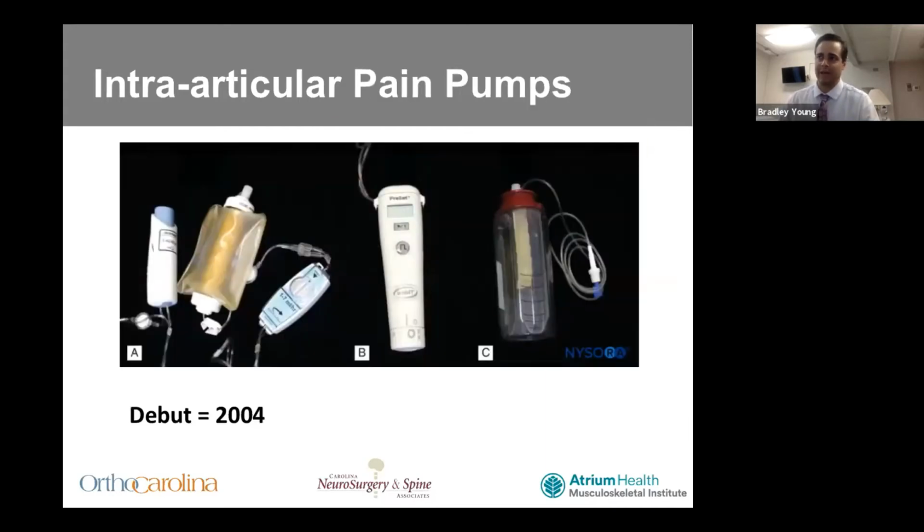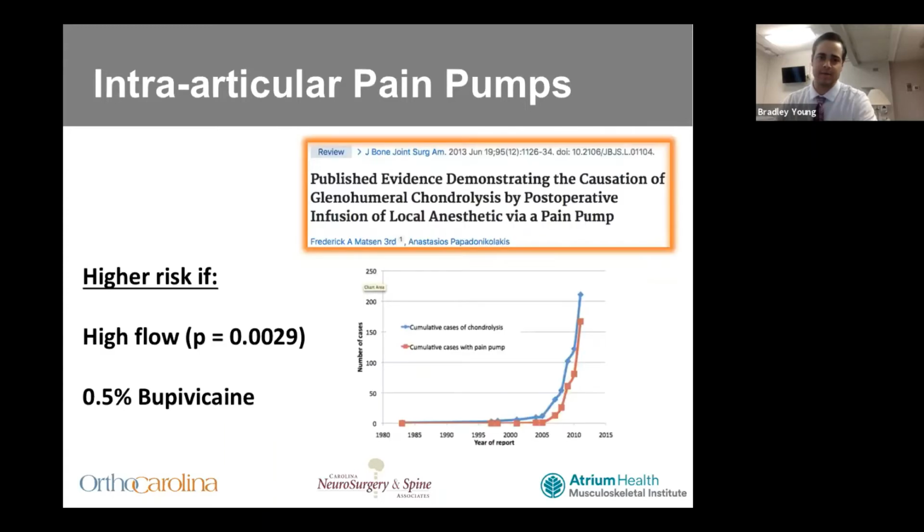Interestingly, intra-articular pain pumps, which were introduced in 2004 for post-op pain control, have been significantly linked to acute severe irreversible post-operative chondrolysis. Not long after they debuted, reports of early glenohumeral chondrolysis and arthritic change were reported. This is a JBJS systematic review article that went as far as to claim a causation between chondrolysis and these pain pumps, which is pretty rare to do in the literature these days.